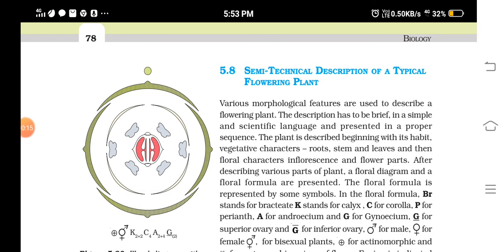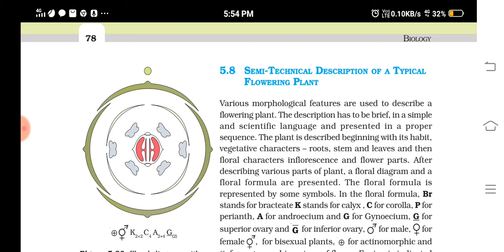So today we are going to study the semi-technical description of a flowering plant. To describe a flower means its morphological characters should be explained briefly, in scientific language, and presented in a proper sequence. Semi-technical description means describing the morphological characters of the plant in a brief, simple and scientific way.